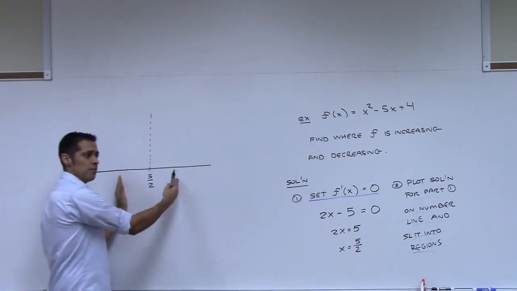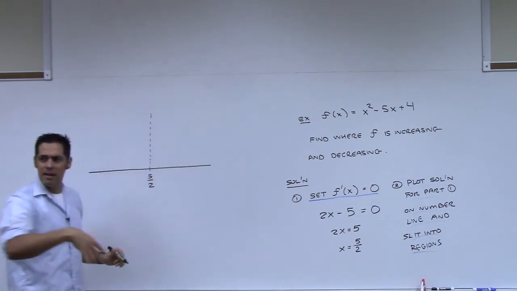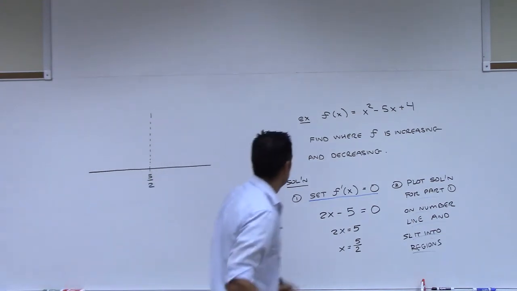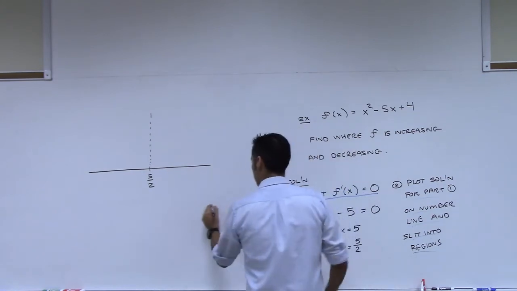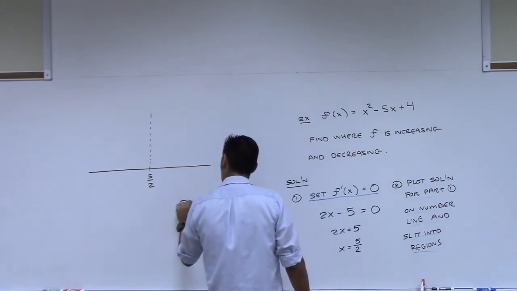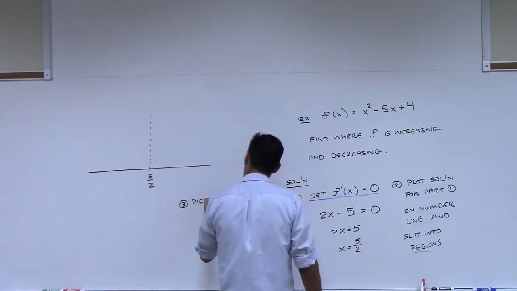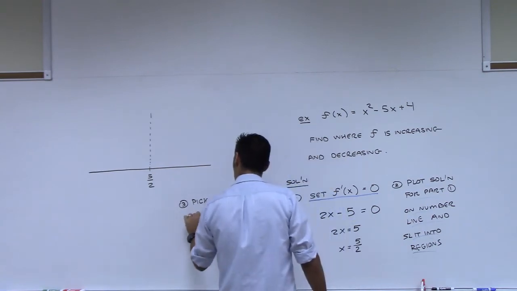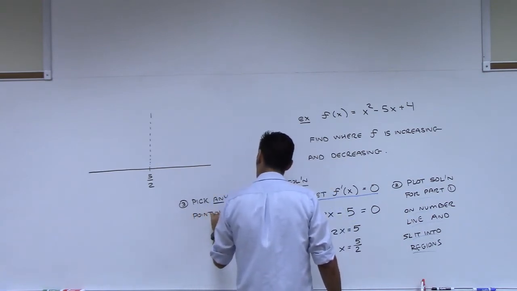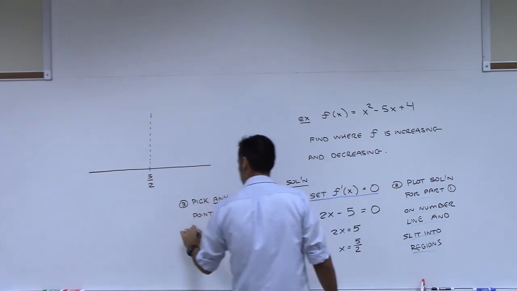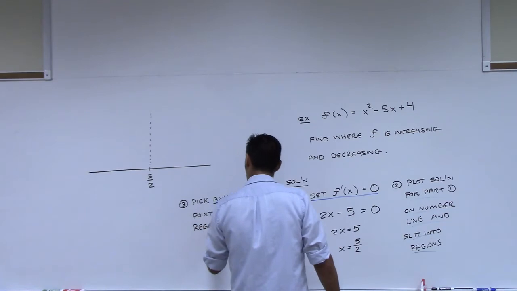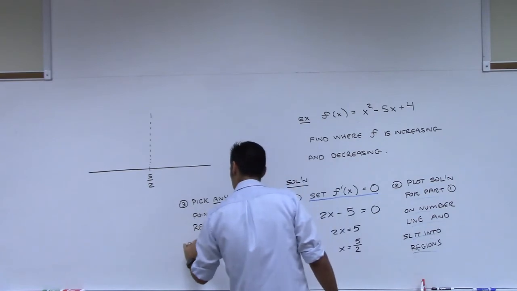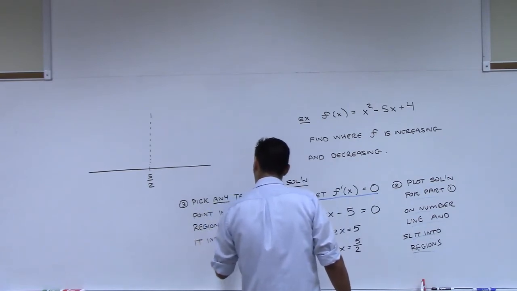If I had 2 answers, it would split it into 3 regions. But we'll get to that as we move ahead. We good? That's step 2. Step 3 is to pick any test point in each region and plug it into f prime.